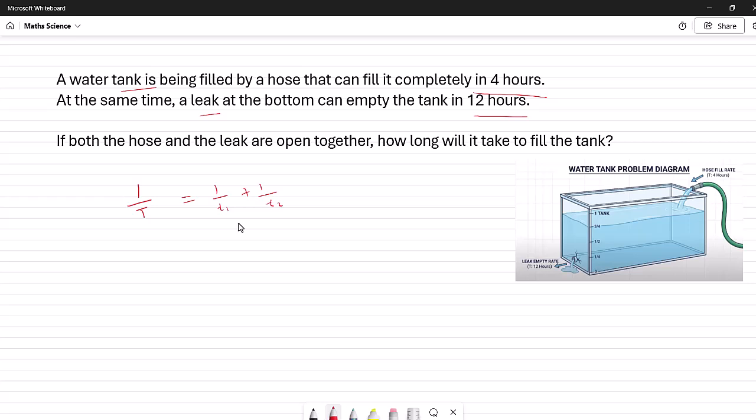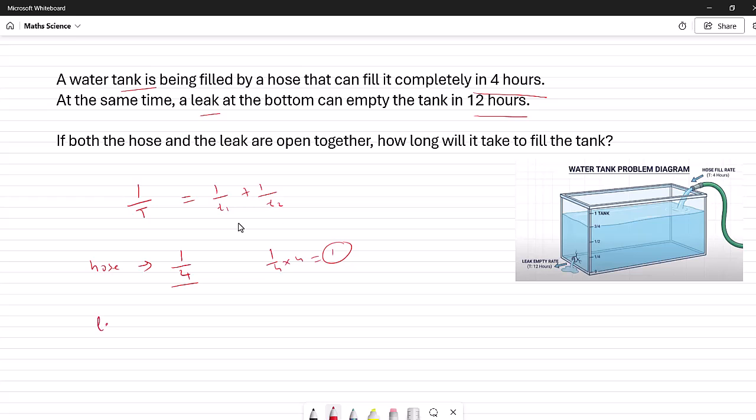So what is our first rate here? The water tank is being filled by the hose, so it can fill the tank completely in 4 hours. So the rate would be 1 over 4. That's the rate per hour, because that's how much it can fill in 1 hour. So the hose can fill 1 by 4 in an hour, okay? So that means in 4 hours, it'll just be 1 by 4 times 4 equals 1. It fills the whole tank, okay? So this is the first rate.